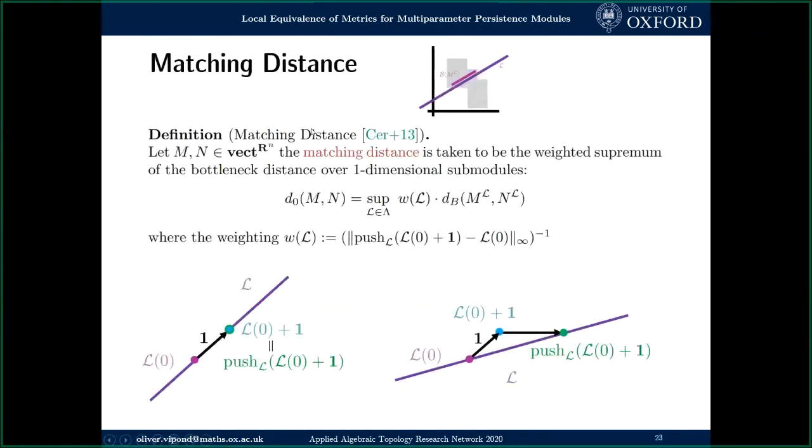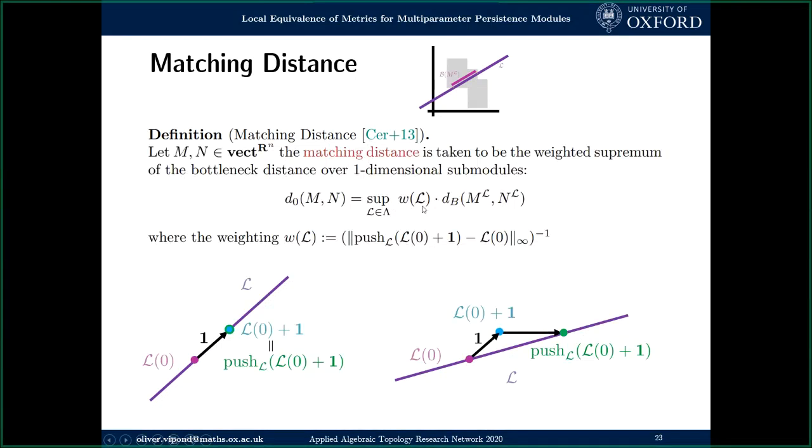So in contrast, we can also consider this matching distance, which was defined by Landi and collaborators, which is again trying to leverage all the information we know about one parameter submodules of the multi-parameter module. So the matching distance is going to be defined on the fibered barcode, and what we're going to do is look at all of the lines through our multi-parameter modules and then just compare the barcodes along these lines. And we're going to say that the matching distance between the two modules is the maximum bottleneck distance between the barcodes as you vary over all of these positively sloped lines.